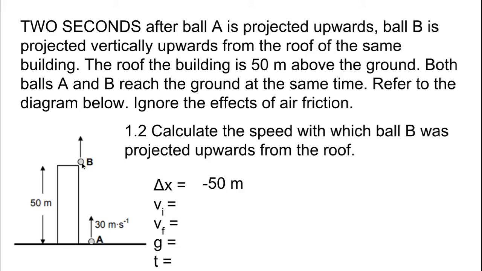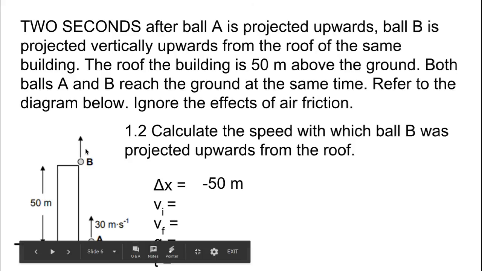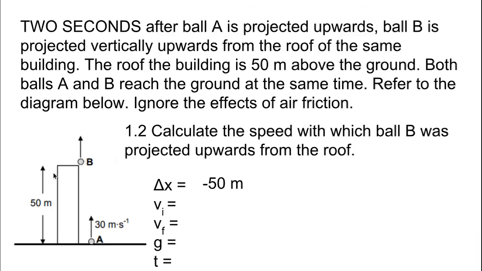So I know the displacement of B will be the shortest distance between its initial and final position, which is this one. And it's going from A to B, so my direction is down. That means my displacement, because it's going down, is going to be minus 50. And then my other piece of obvious information is what the question is asking. They want me to calculate the speed of B. So I can put in my question mark for the information that I need to calculate.